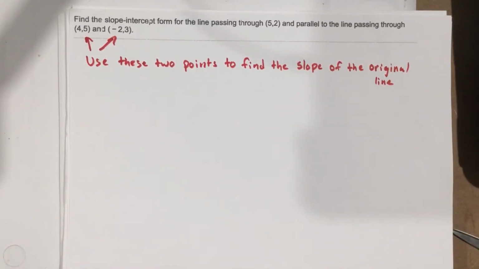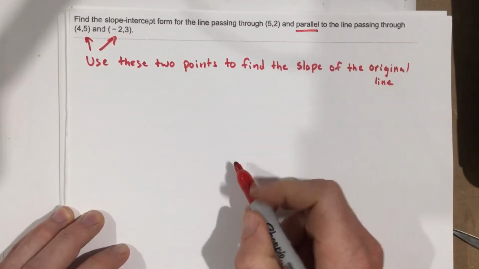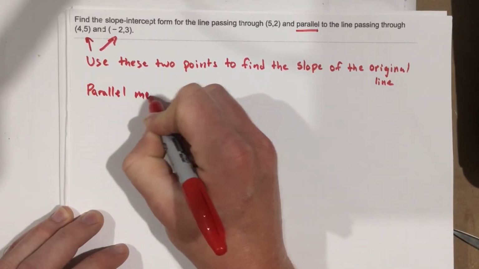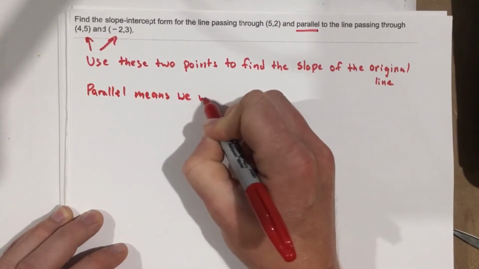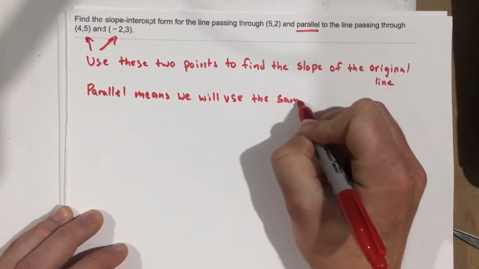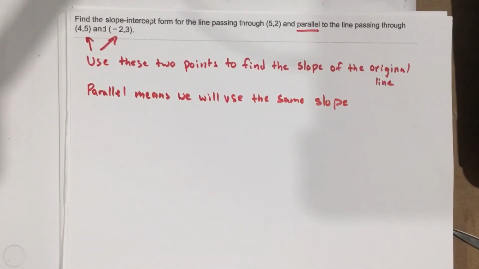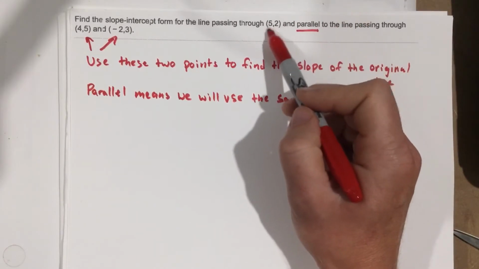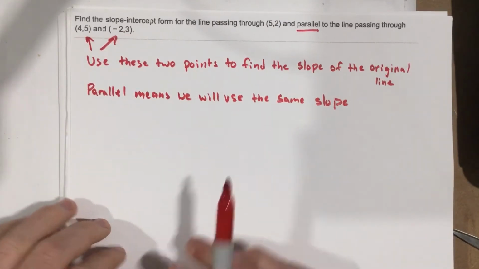And then we want to take that slope and use that slope because they asked for a parallel, and we know parallel lines means we will use the same slope. Okay, so these are important pieces of information that they just gave us. And we want the new parallel line to go through the coordinate 5, 2. Okay, let's start by using these 2 points to find the slope of the original line.